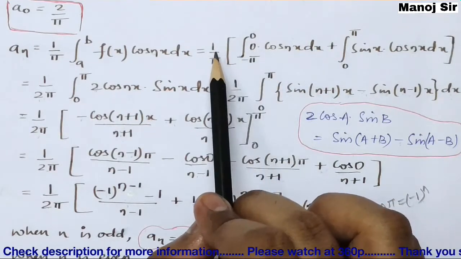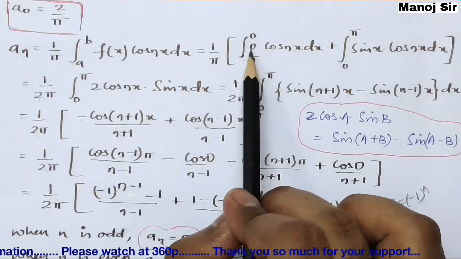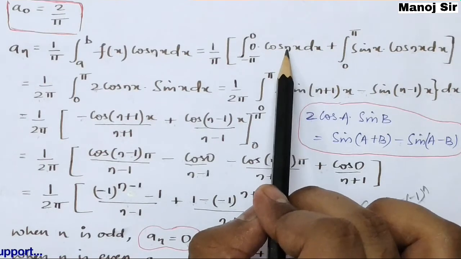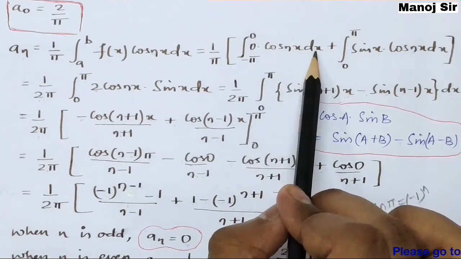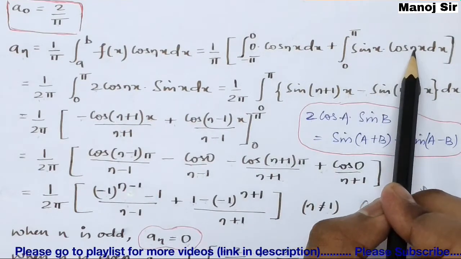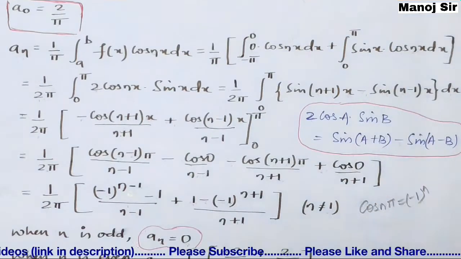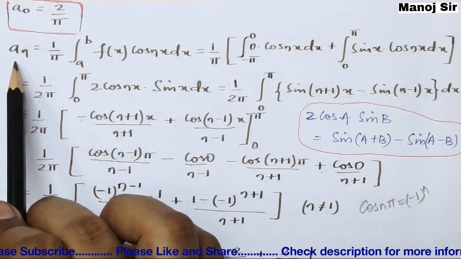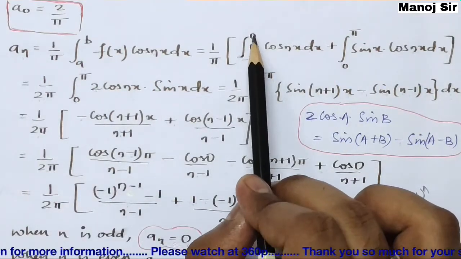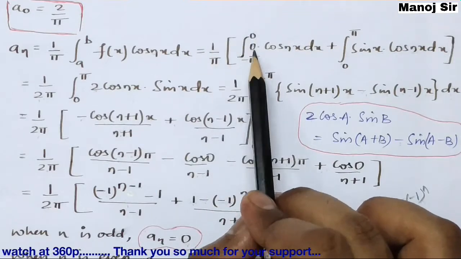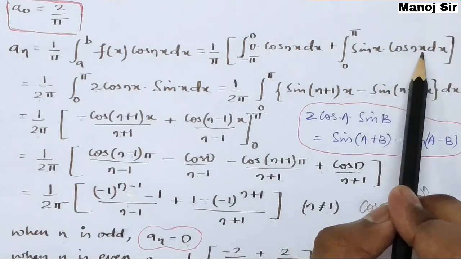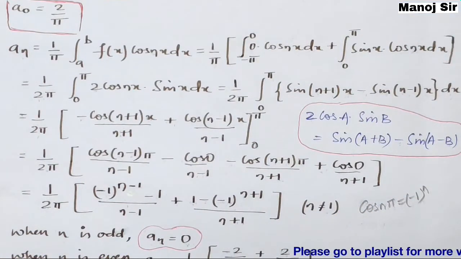So this is going to be 1 upon pi integration minus pi to 0 into cos nx dx. n equals 1, so this is going to be 0 into cos x dx plus integration 0 to pi sin x into cos x, because n equals 1, sin x into cos x dx. We will be finding a_1 when n equals 1, that is 1 upon pi into integration minus pi to 0 into cos x dx plus integration 0 to pi sin x cos x dx. We will be solving this part.